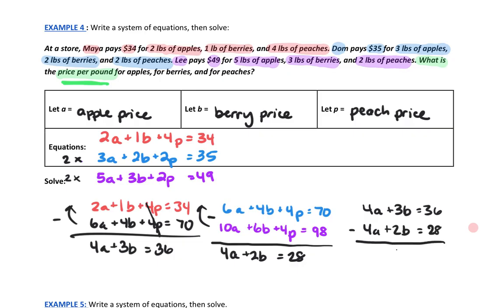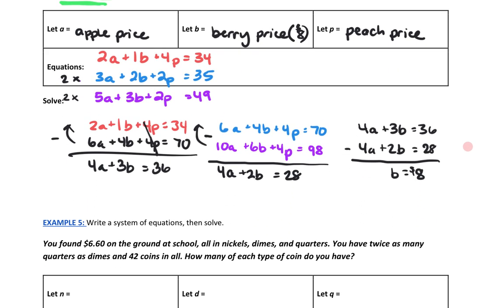And if we subtract those, I get 1 pound of berries is going to be $8. Berry price, $8. So that's good. Okay, we got that. So now we can solve for A, right? Well, let's go ahead and use this equation. We'll plug 8 in for berries. 4A plus 3 times 8 is equal to 36. So if we solve that, we get 4A is equal to 12. So A is going to be 3. So apple price is $3 per pound.